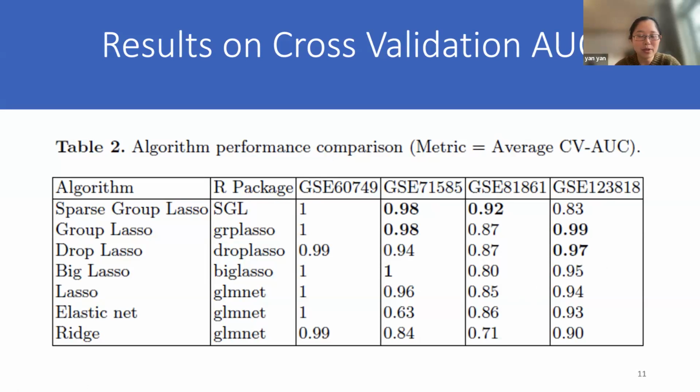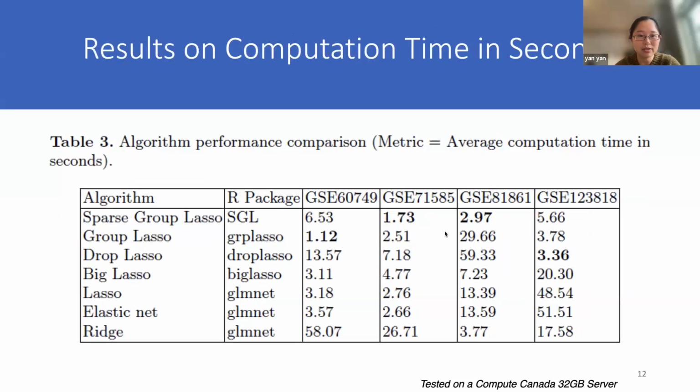Another thing we have looked at is their computational time. From here, in general, we see that ridge takes a lot of time compared with some other methods. We also see that for group lasso the computational time varies significantly, but if we look at sparse group lasso, it seems relatively stable.